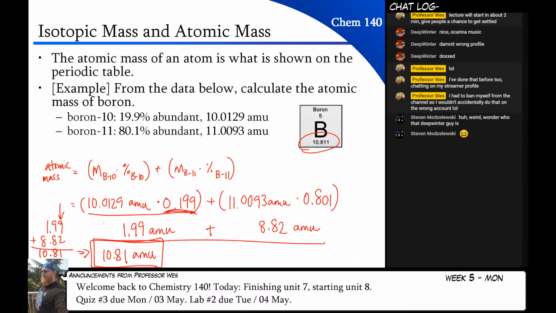And you can see that that's real close to the number on the periodic table. They got more sig figs than I did because they probably used percentages that were more precise. So if you had more digits here, you could keep more decimal places in the multiplication steps and then preserve more of them when you finish the answer. So there you go. That's how you calculate atomic weights on the periodic table.